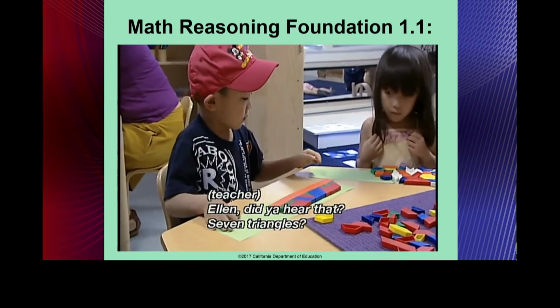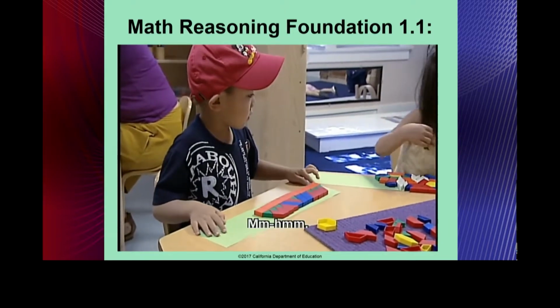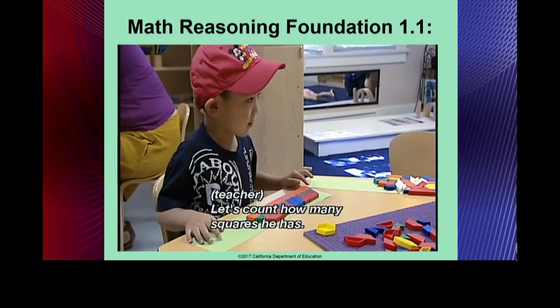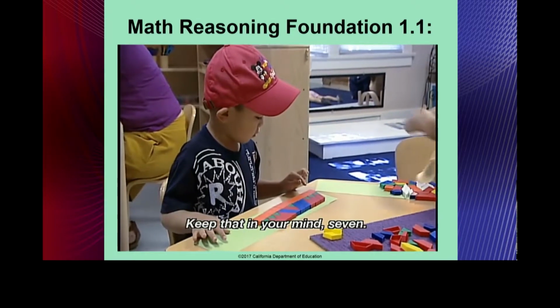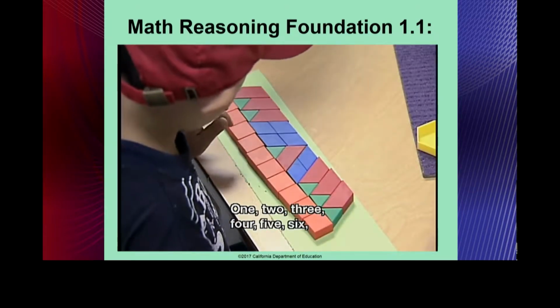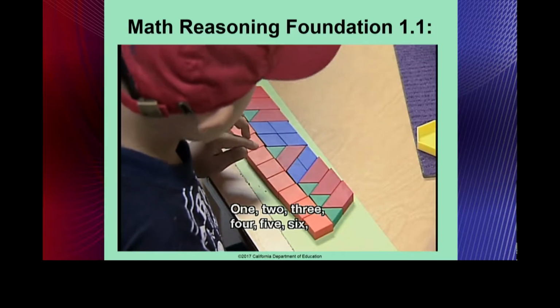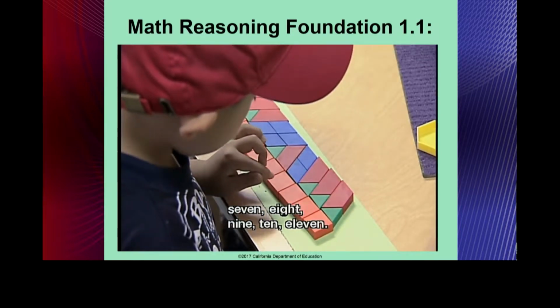2, 3, 4, 5, 6, 7. Ellie, did you hear that? 7 triangles? Let's count how many squares he has. Go ahead, David. 7. Keep that in your mind. 7. 2, 3, 4, 5, 6, 7, 8.